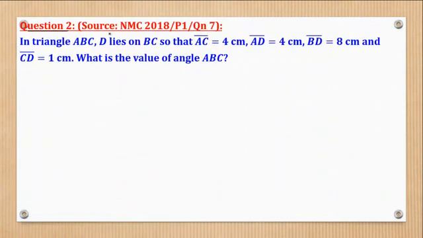Then question 2 came from the National Math Contest of the year 2018, paper 1, question 7, and says, in triangle ABC, D lies on BC so that AC is 4 centimeters, AD is 4 centimeters, BD is 8 centimeters, and CD is 1 centimeter. Find the value of angle ABC. So still we shall need to make a sketch.